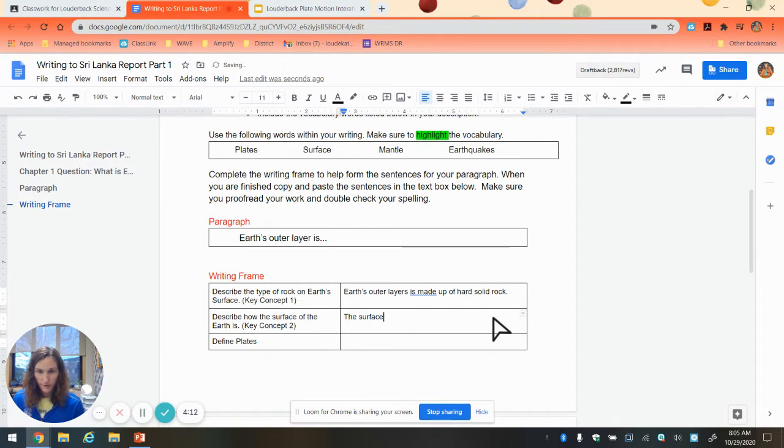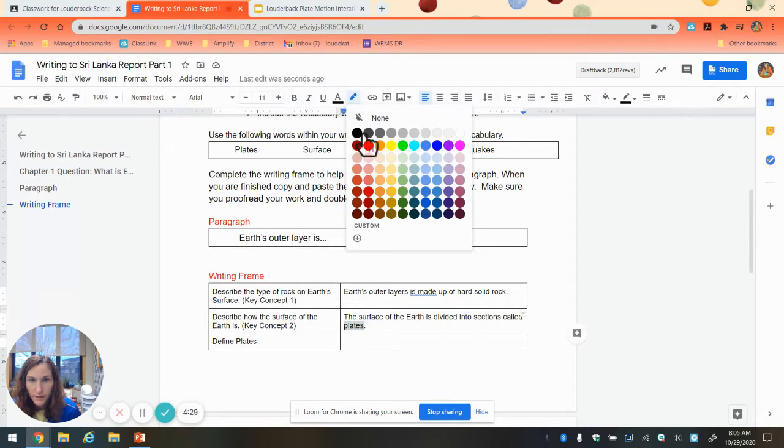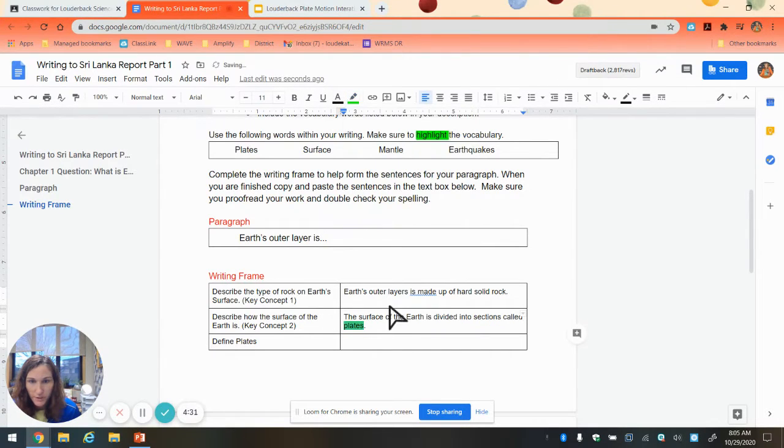I'm going to do a different sentence starter. The surface of the Earth is divided into sections called plates. Okay. And then there's that vocab term. So I could go ahead and highlight that vocab just so that I know it's in there and I have less work to do later.